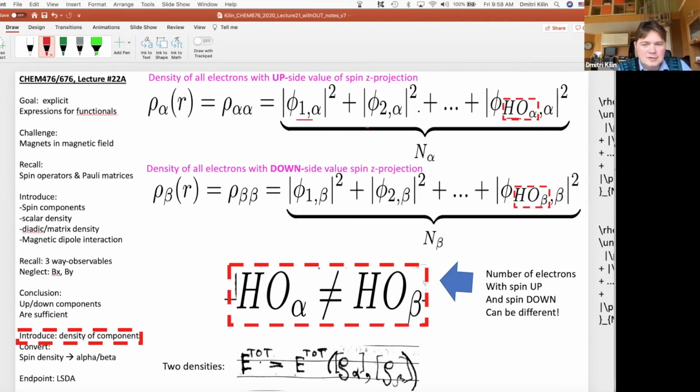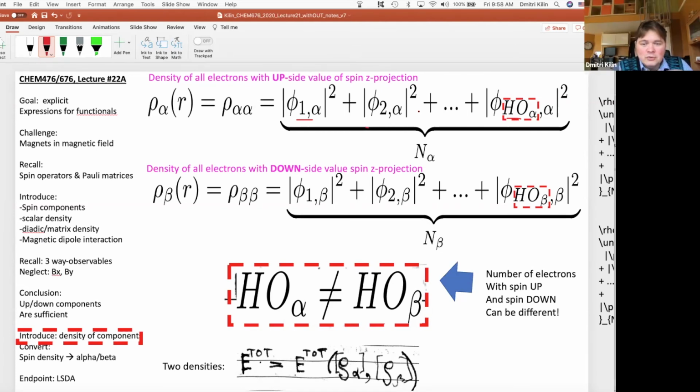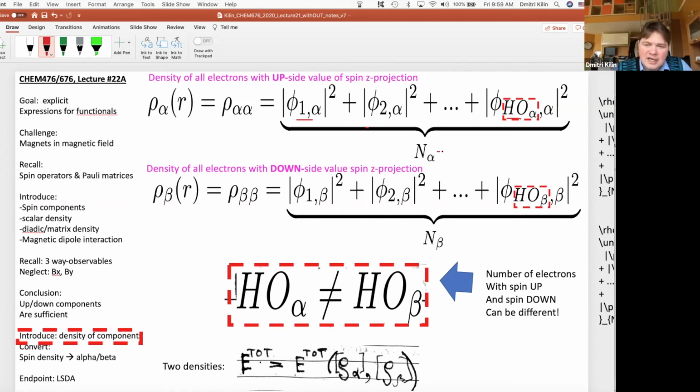What is the second line? The second one is for the downward spins, beta. So it's density of the electrons for the downward spins. And n sub alpha is equal to HOMO alpha, and n sub beta equals HOMO beta. So if the HOMO of alpha is not equal to HOMO beta, then the material is magnetic, right?